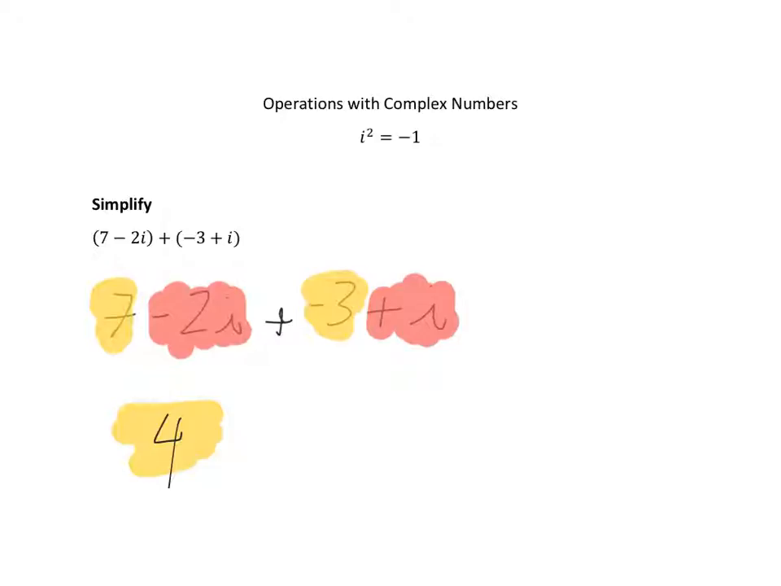And then we look at the next part, minus 2i plus 1i, and that is going to leave us with a minus i. You can't combine the 4 and the i. There's nothing else you can do. You have simplified the problem. It is as simple as it can get. Basically, no other terms can be combined, no other operations can happen. You are done.